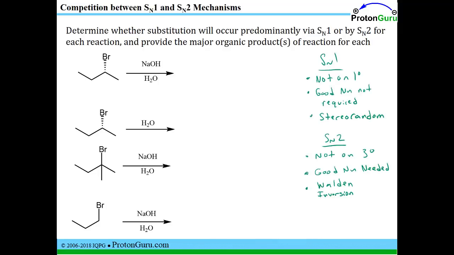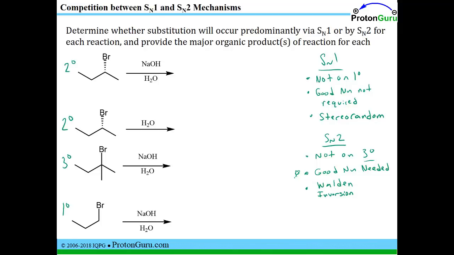For the SN1 reaction, some of the key points might be that it does not work on a primary substrate without resonance because that carbocation is too unstable. It does not require a good nucleophile to work. And if the reaction happens at a stereocenter, this will be expected to produce a stereorandom product, or racemic mixture. The SN2, on the other hand, does not work on tertiary substrates. A good nucleophile is needed, and if you have attack on a chiral center, you would expect the configuration to be inverted in what is called the Walden inversion.